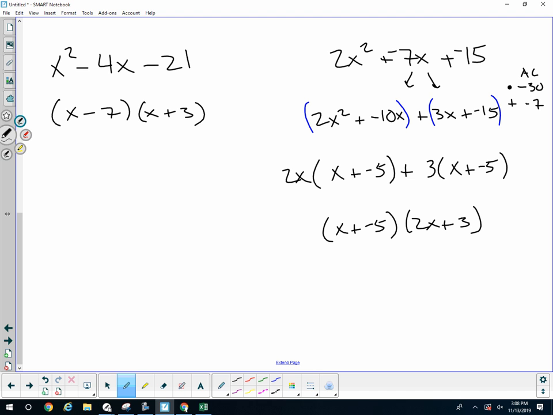I just look. 2x squared, negative 10x, what do they share? They both share an x, right? So I know x. And then 2 and 10, they both share 2. Like 5 times 2 is 10, so I can pull 2 out of both of them. Okay?